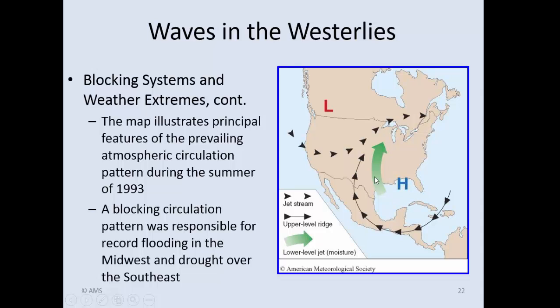This high pressure system just kept pumping all of this moist air off of the Gulf of Mexico into the upper Midwest. And the Mississippi River had a very large flood that year. So blocking systems from waves in the westerlies can create some extreme weather. This can create extreme weather in the United States.